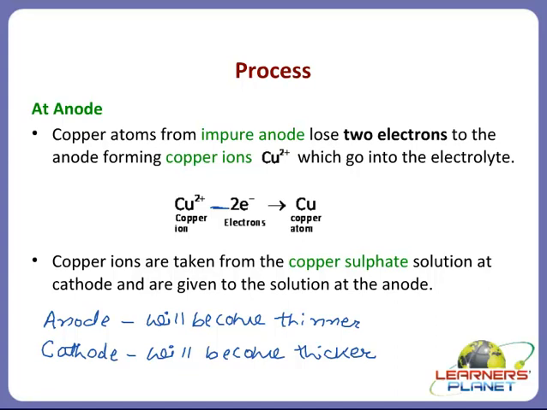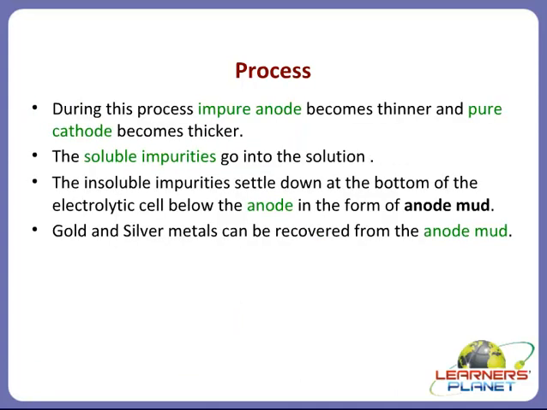Now what will happen to the impurities, children? I told you that impurities of silver or gold are present. So what will happen to the impurities? The impurities will settle down as anode mud. Now during this process, the impure anode becomes thinner and the pure cathode becomes thicker. Now the soluble impurities go into the solution.